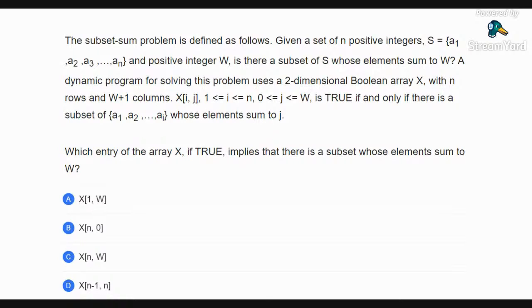It is asking which is the final entry that we are interested in. So which entry of the array X is true? If true, it implies that there is a subset whose elements sum to W. Okay, so what is the final entry that we are interested in? This is nothing but X[n][W].